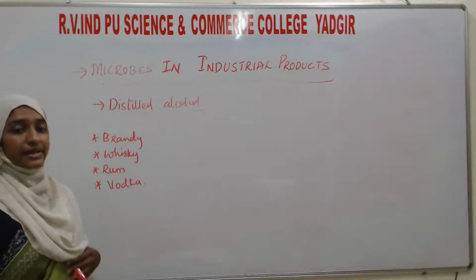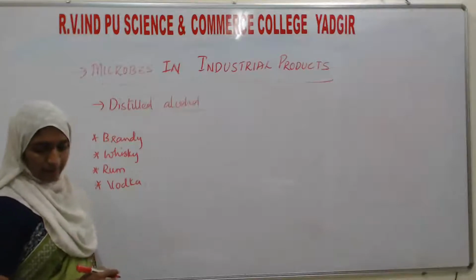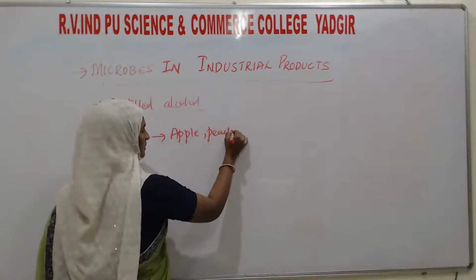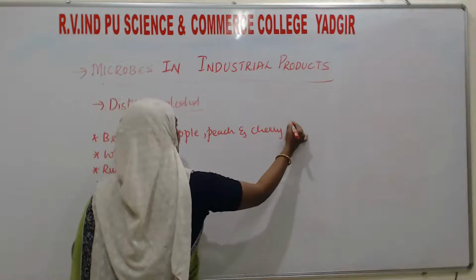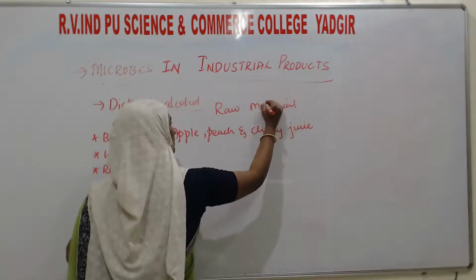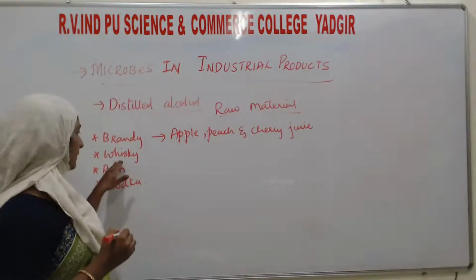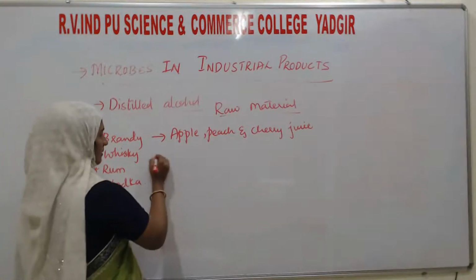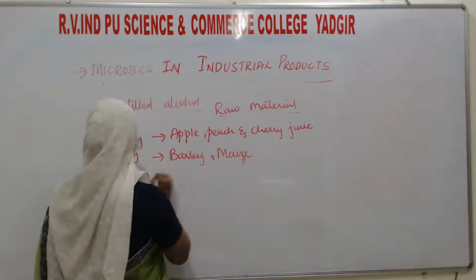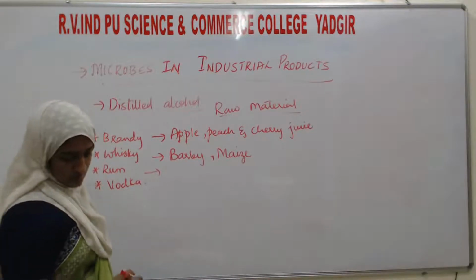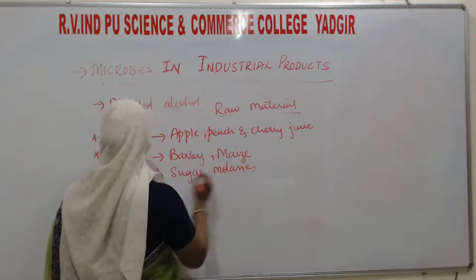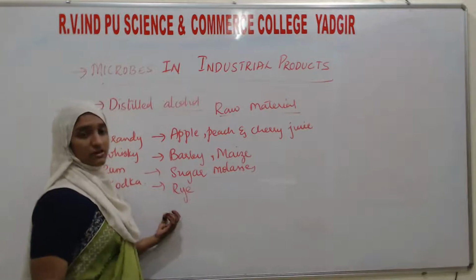In brandy, which raw material is used? That is apple, peach, and cherry juice. These are the raw materials. These raw materials will undergo a fermentation process. Then for the production of whiskey, that is barley, maize. Here the grains are used. Then for rum, it is sugar molasses. Then for vodka, rye and mustard are used.